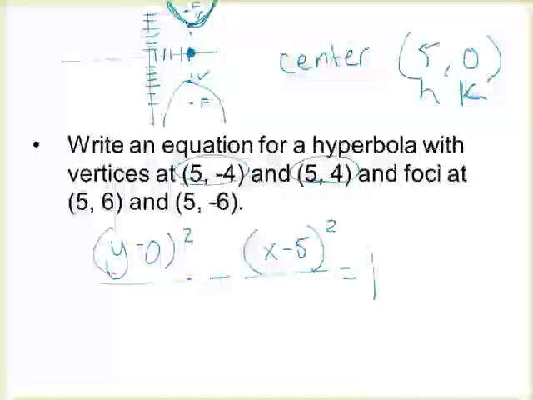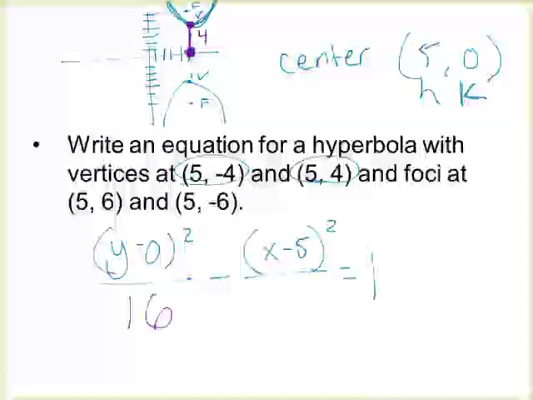From the center to the vertex is a distance of what? 4. We square everything when it goes into the equation. So it's going to become 16. And which letter does it go under? The y. Because it's in a y direction. It's up and down like y. So that goes under the y. We don't know anything about side to side, so we don't know what to put under x.